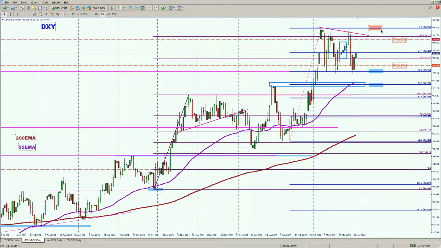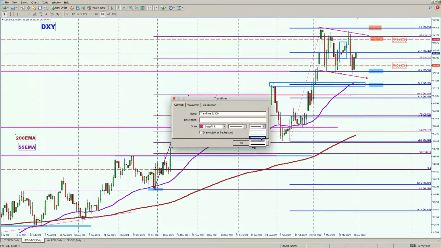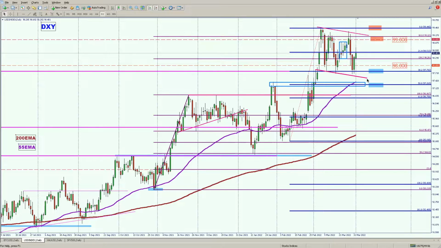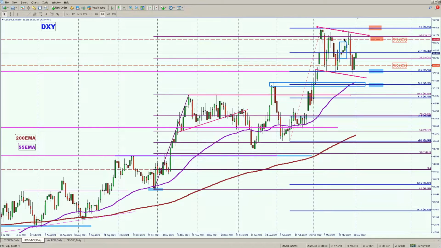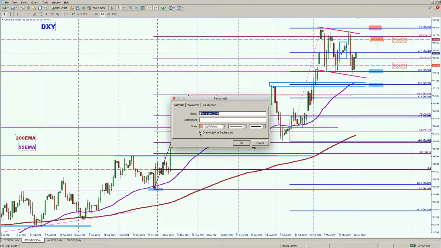And for now, there is a lower resistance at the 99, coming down with this trend line here. Not sure whether it's going to be a channel here. And this intermediate resistance at the 99. Let's draw this one in.